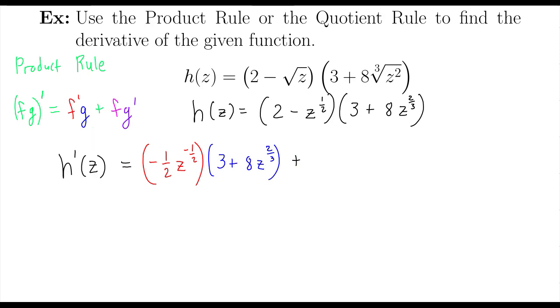the first one left alone, no derivative here, times the derivative of the second one. Okay, so derivative of the second one, first part is 3, derivative of that is 0, so I ignore it. Then it's a positive 8z to the 2/3 power, so I have to do that. 8 times 2/3 is 16/3. Z to the 2/3 minus 1 is negative 1/3. Okay.